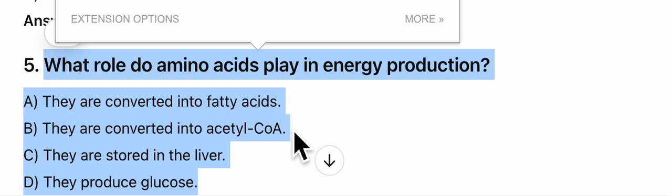What role do amino acids play in energy production? A. They are converted into fatty acids. B. They are converted into acetyl-CoA. C. They are stored in the liver. D. They produce glucose.